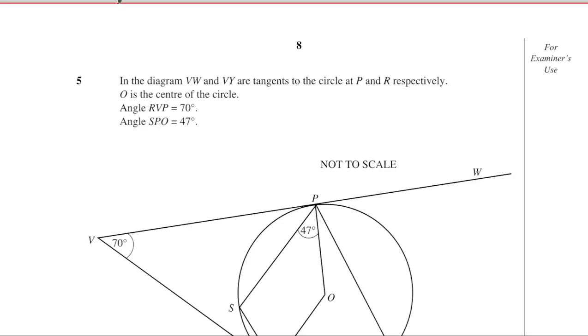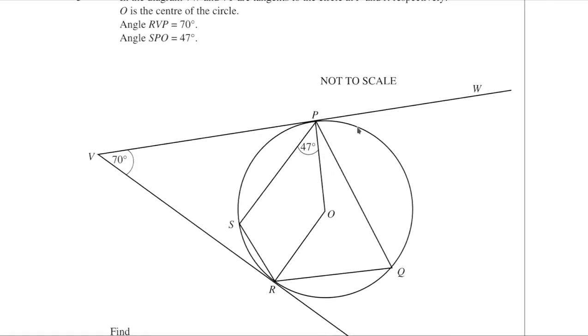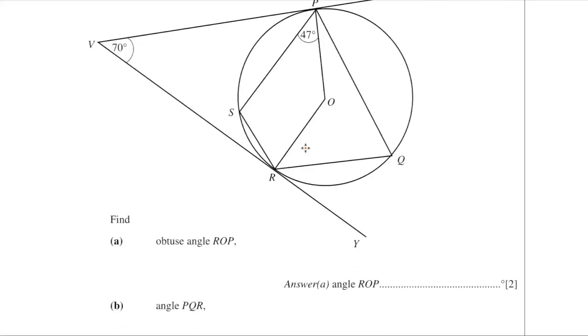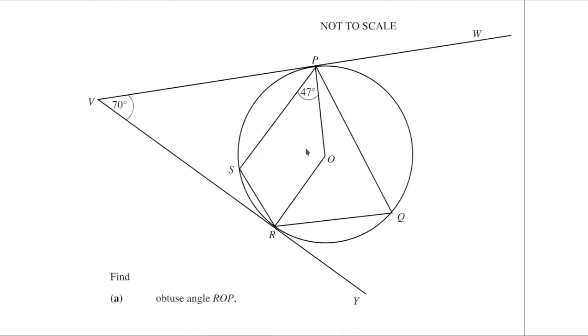O is the center. This is the center. And then angle RVP, this one here, is 70 degrees. And angle SPO is 47 degrees. You are required to calculate the following angles using the cyclic properties, or rather the cyclic theorems.